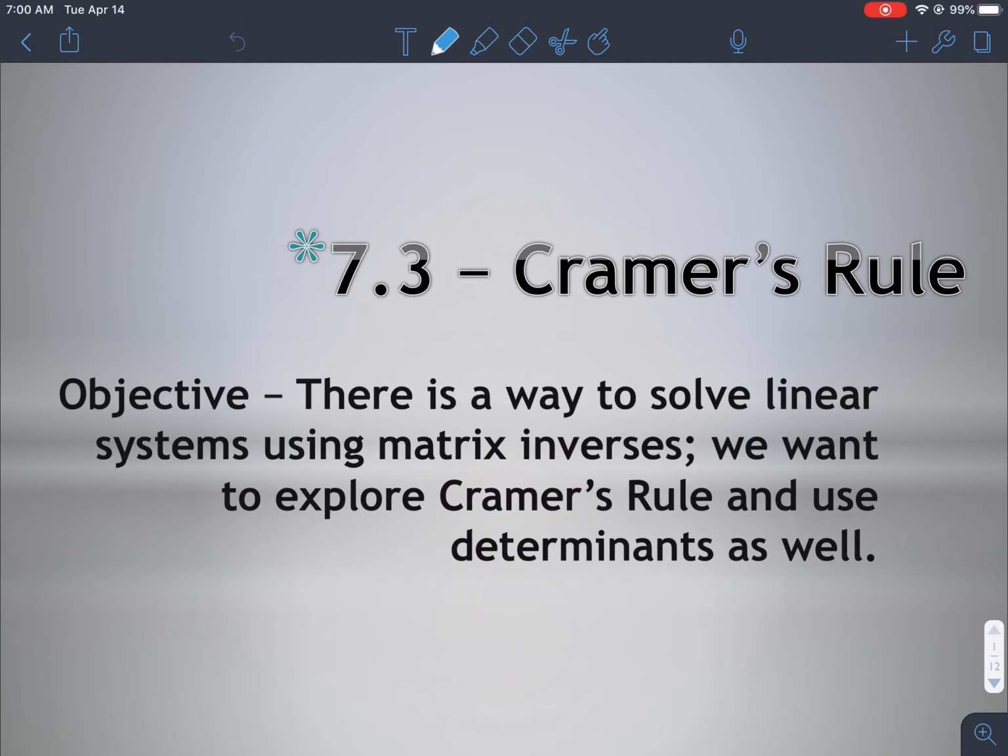Alright, this is 7.3 notes for Precalculus, Cramer's rule. There is another way to solve linear systems using inverses. And then later on we'll talk about Cramer's rule, which involves determinants.